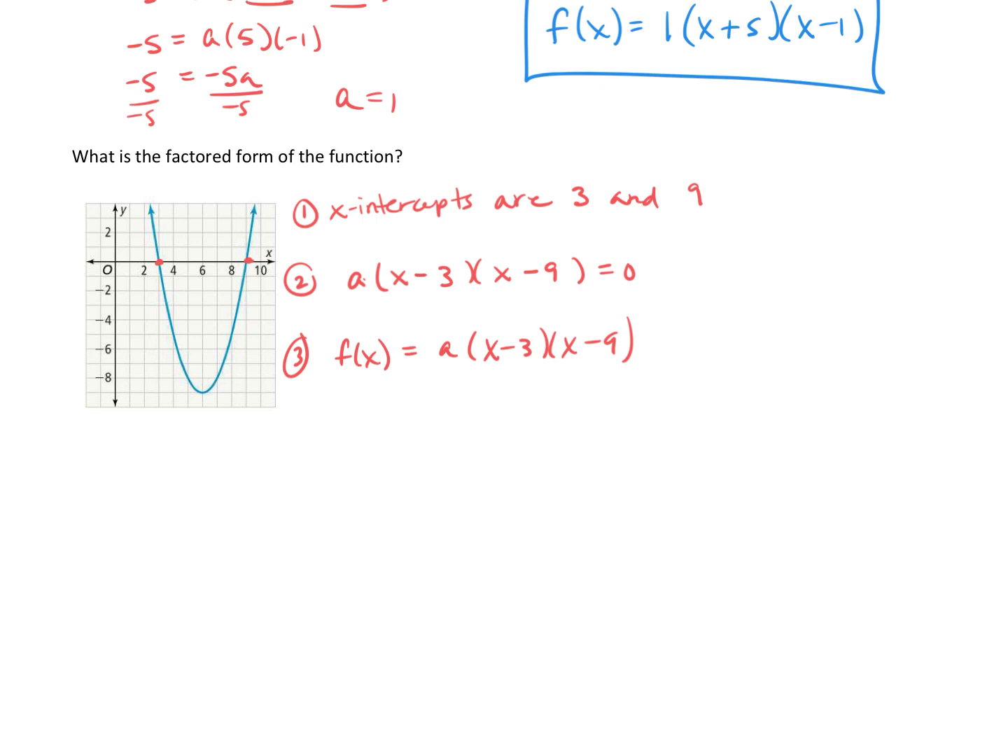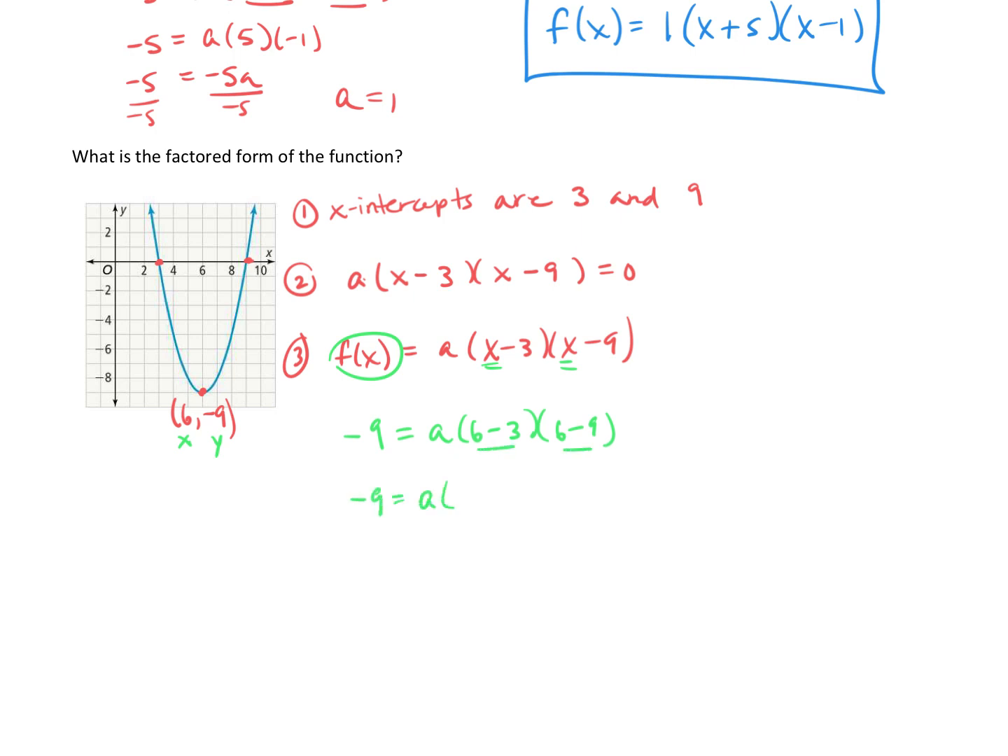We can't use the y-intercept here, but that vertex is pretty clear. We can go ahead and use the vertex. That point is 6 and negative 9. So there's an x, there's a y. We replace the f of x with the y value of negative 9 equals a times, and we replace the x's with that 6. 6 minus 3 times 6 minus 9.